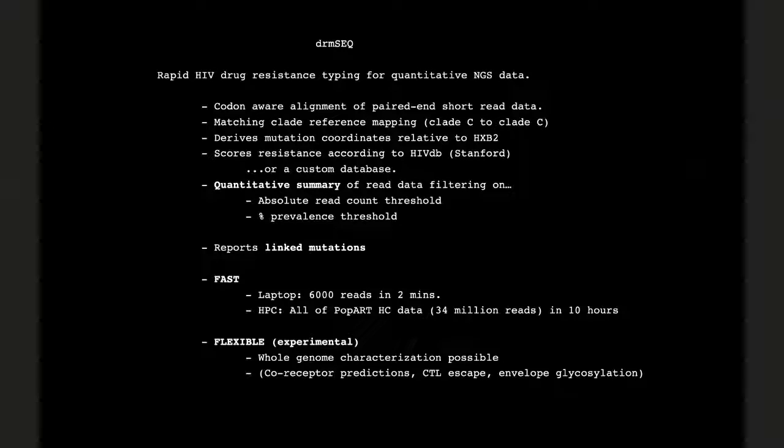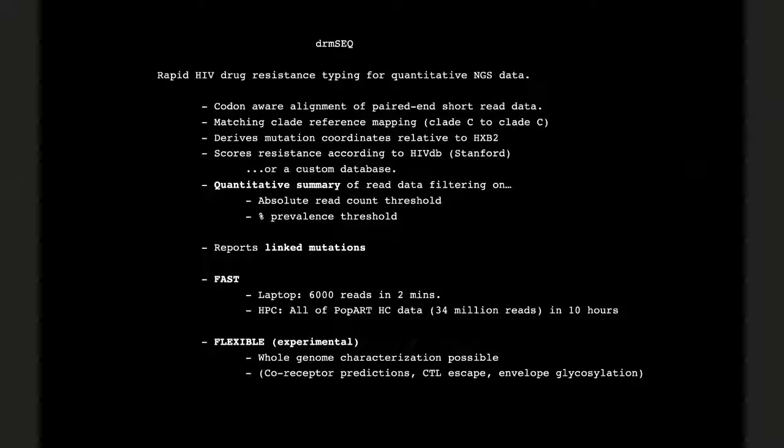So a high spec laptop can process 6,000 reads in just under 2 minutes, and we managed to process the whole of the PopART healthcare data. That is 34 million reads, all spanning the Pol region, in just over 10 hours.